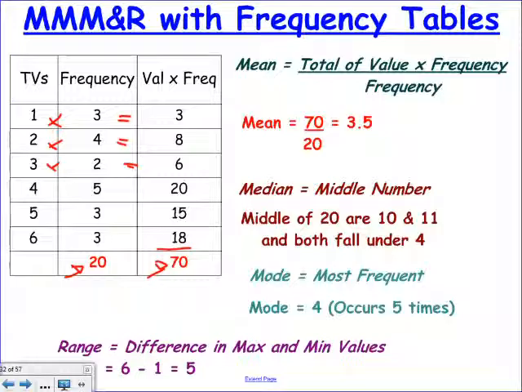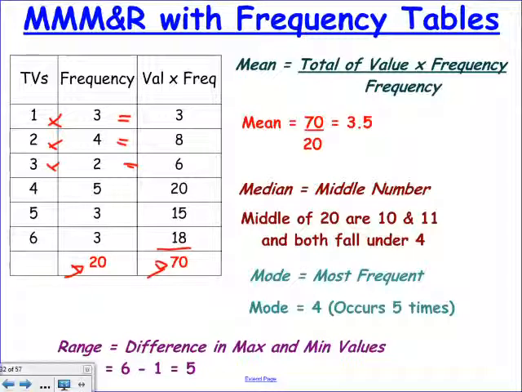Okay. So to work out my mean, it's the total number of tellies divided by the number of people. In math speak, it's the total of my value times my frequency divided by my frequency. Okay? 70 divided by 20 tells me my mean number of tellies per house is 3.5.